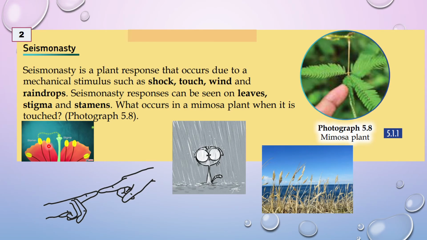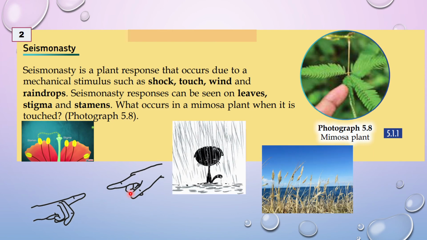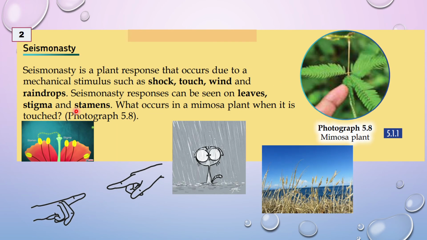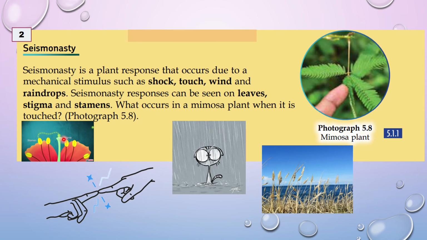The second nastic response is the plant's response that occurs due to mechanical stimulus: shock, touch, wind, raindrops. Even seismonasty responses can be seen on leaves, on the stigma and also stamens. Still remember what the stigma and stamens are? The stamen is the male reproductive part, whereas the stigma is the female reproductive part in a flower.